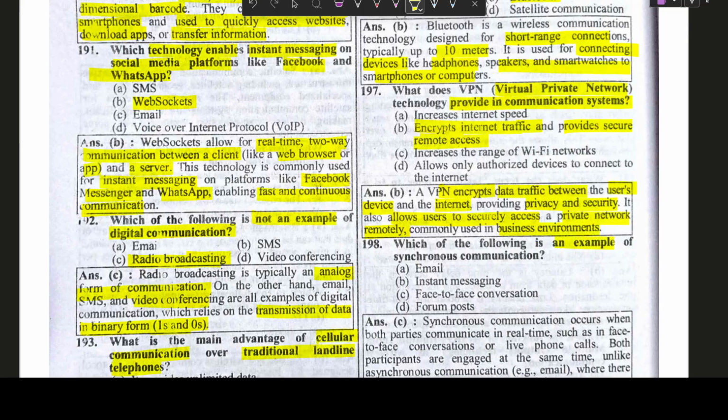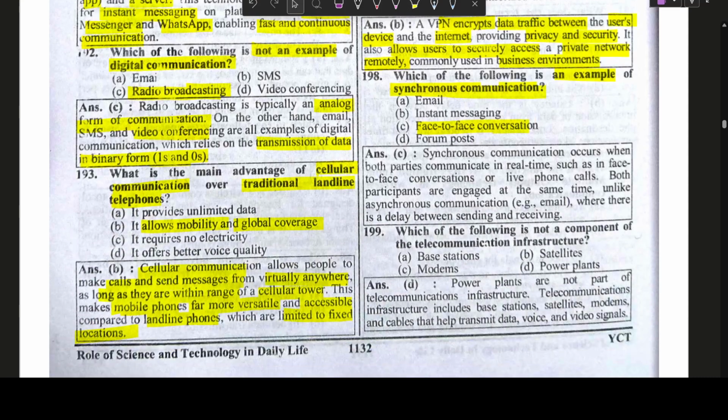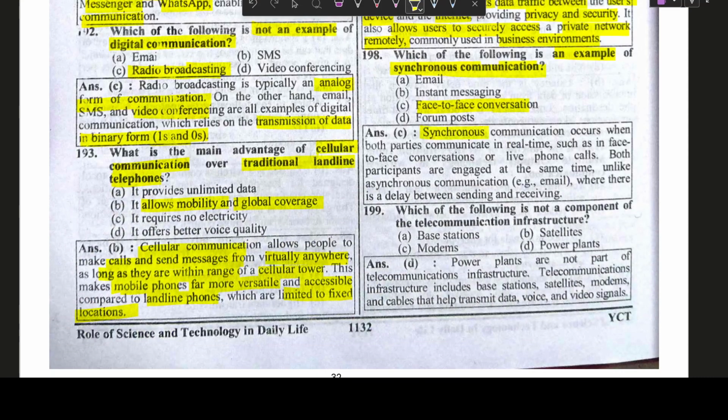Which of the following is an example of synchronous communication? It is a face-to-face conversation. Synchronous communication occurs when both parties communicate in real time, such as face-to-face conversation or live phone calls. Both participants are engaged in real time, unlike asynchronous communication like email, where there is a delay between sending and receiving.